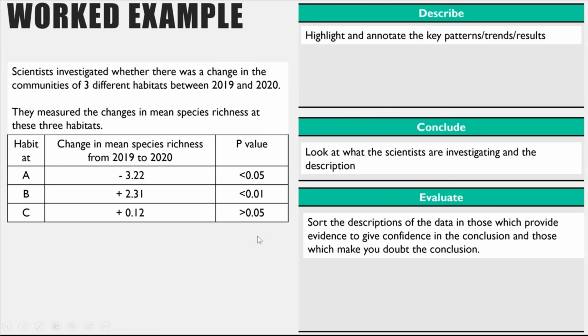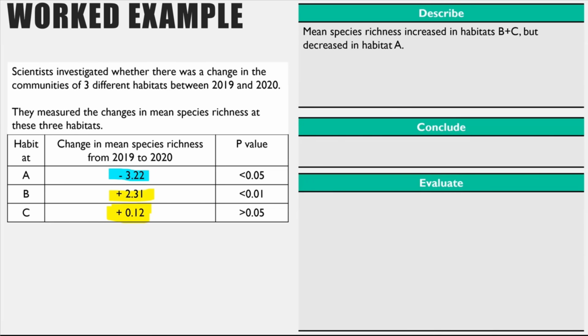So I'm going to go through what I mean exactly by those three boxes. First of all, I'm going to pick out my descriptions, and I've highlighted as I've gone. The first thing is the obvious patterns I can see: the mean species richness increased in habitats B and C, but it decreased in A. That's what the positive and negative symbols mean. So that's my first description that I can see from the results.